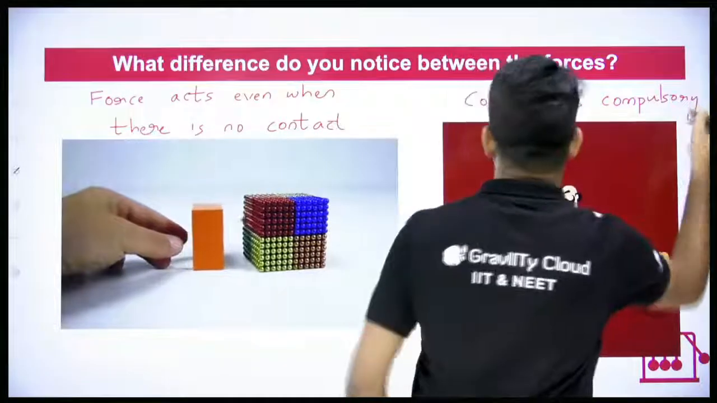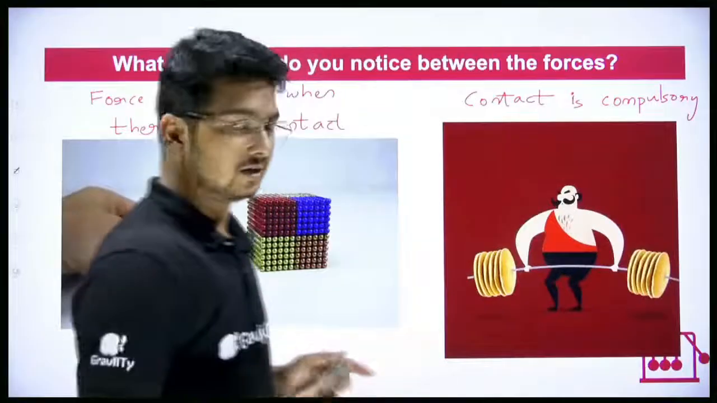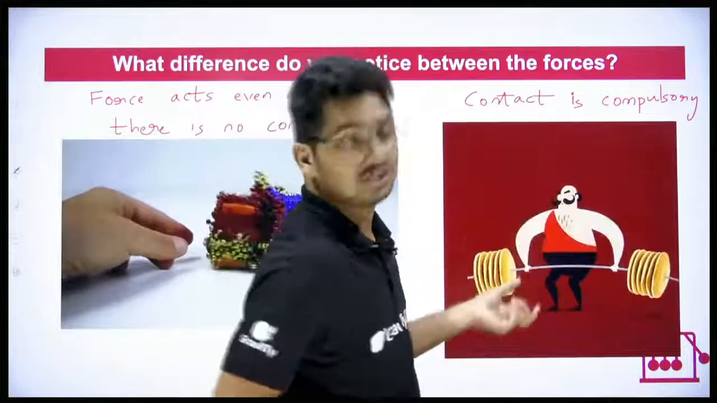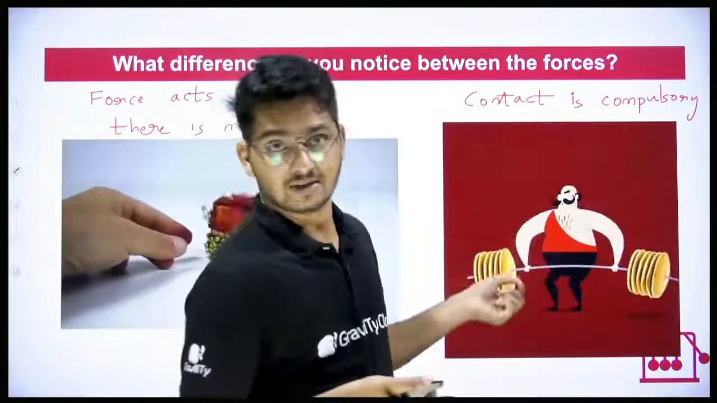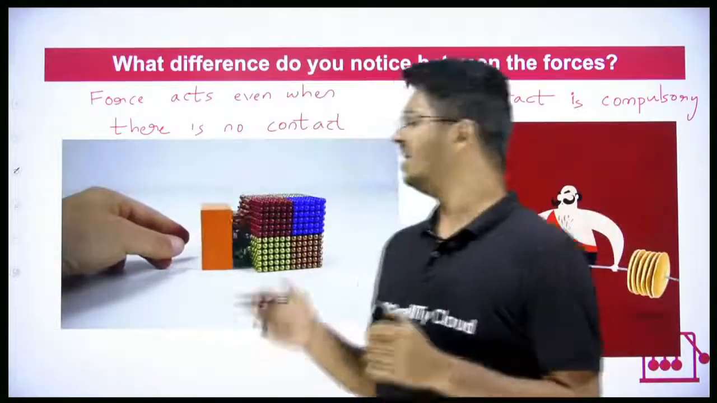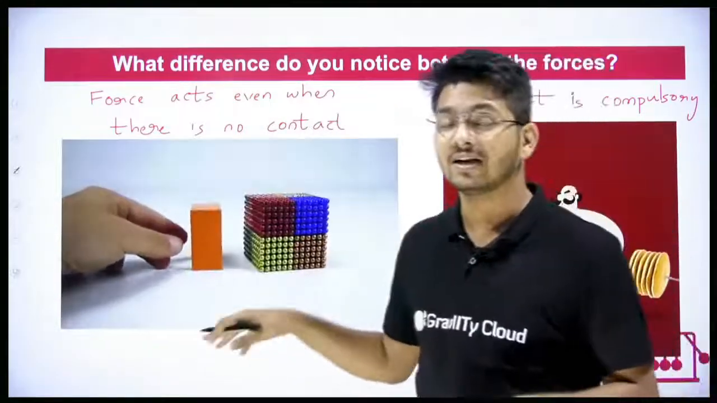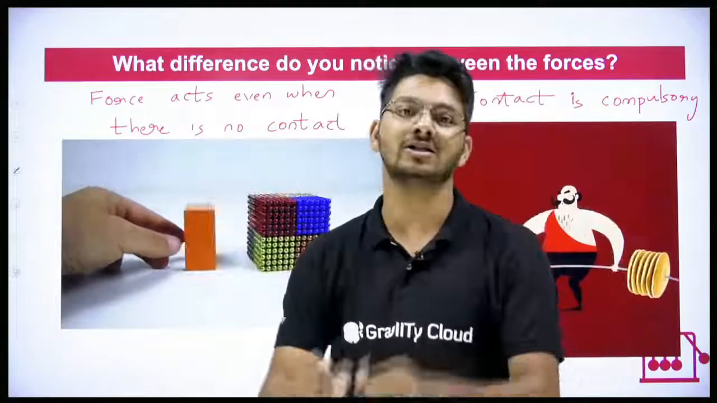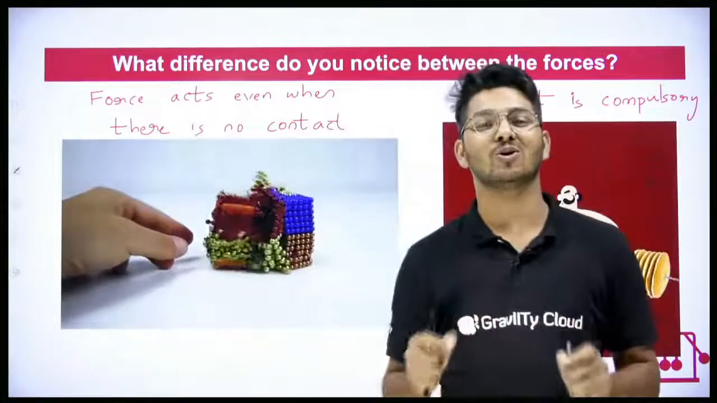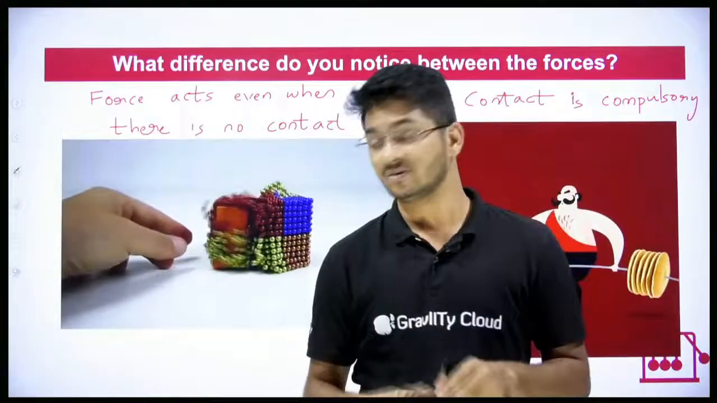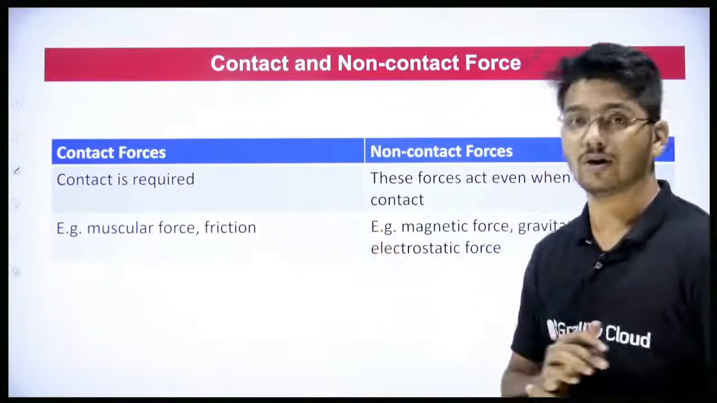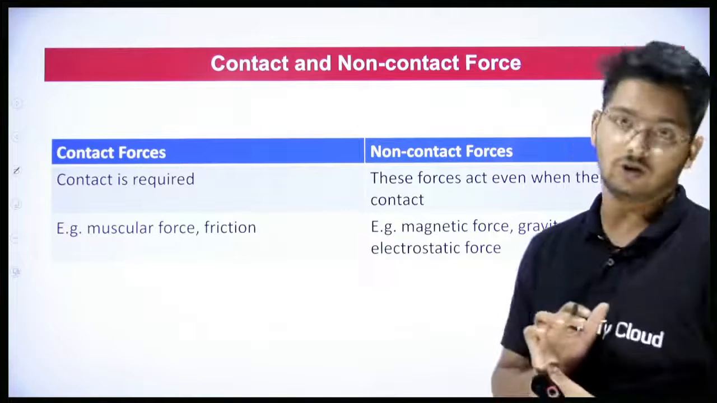So there are two different cases we can see here when force will act. In the weightlifting case, touch or contact is compulsory. The person has to touch the weight. But the magnets get attracted even when they are not touching each other. That is, the force is acting even when there is no contact. So we have two different types of forces. One is called contact force. The other is called non-contact force.